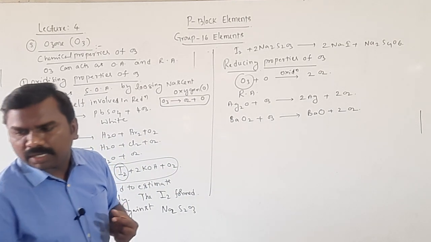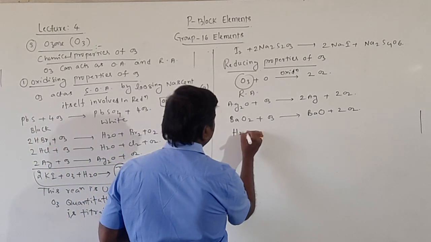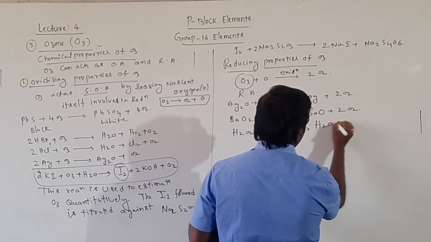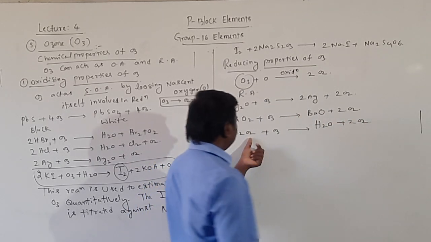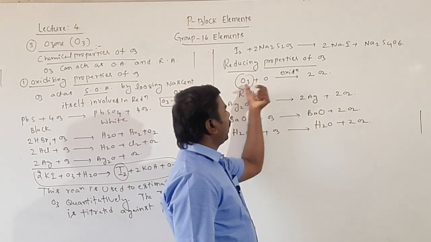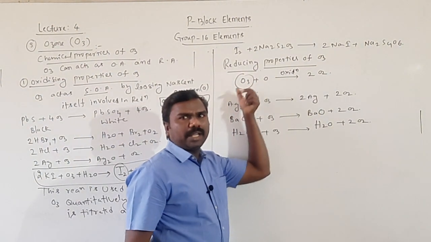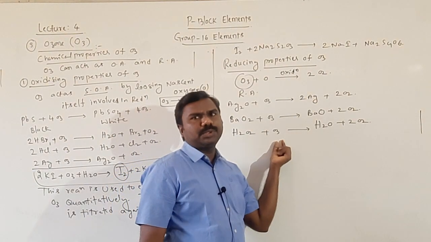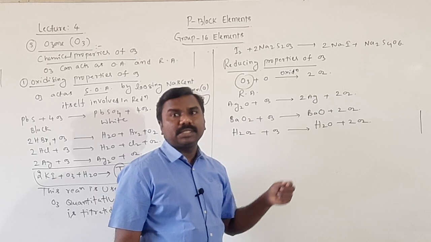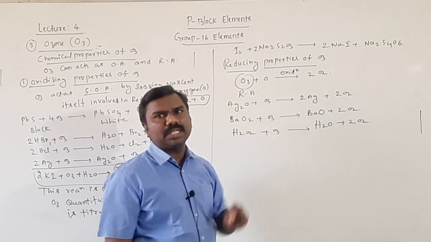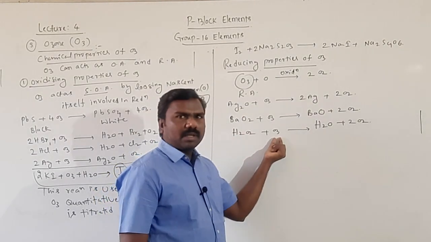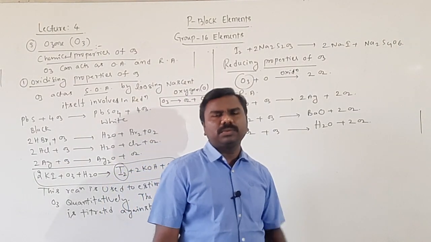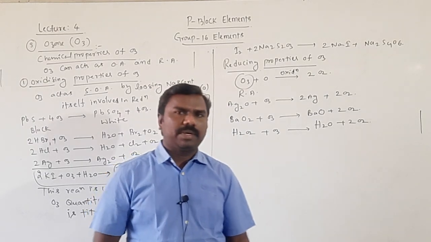Getting all of you? Next, H2O2 plus O3 gives H2O plus 2O2. This oxygen is gained by O3. So ozone gains oxygen from H2O2, it undergoes oxidation, acting as a reducing agent. Ozone reduces H2O2 into H2O. These are the reducing properties.